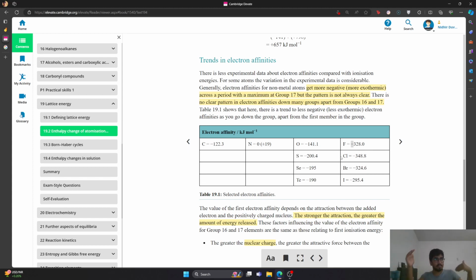Number two is the radius of the atom. So if the radius is bigger and you're bringing an electron in, then it will be tougher for the nucleus to pull on that electron, which is why it won't like the electron affinity as much, right?